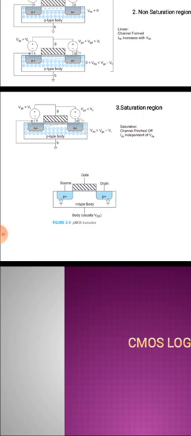And for the PMOS transistor, the important thing is that it is always slower than the NMOS transistor in operation, because the mobility of electrons is higher than the mobility of holes. That's why the NMOS transistor is one step ahead of the PMOS transistor. So the PMOS transistor is a little bit slower than the NMOS transistor.